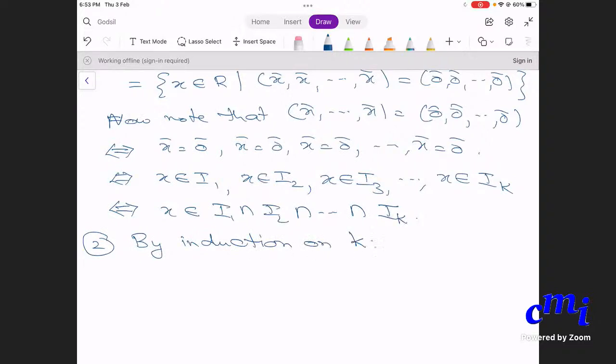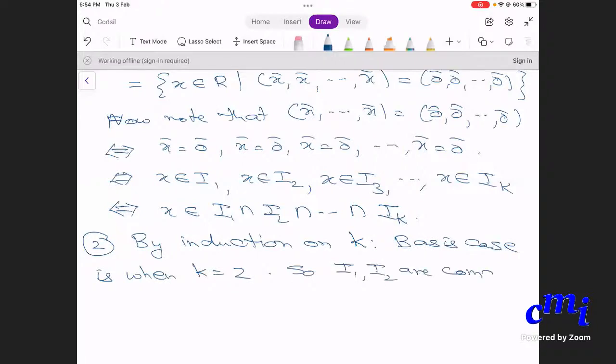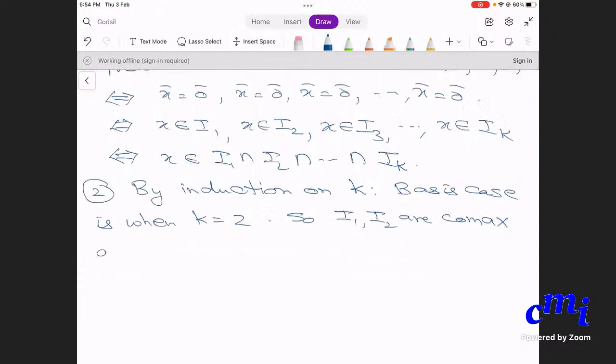Okay, so there's a basis case. The basis case is when k is 2, when there are two ideals. So basis case is when k equals 2. So I1 and I2 are co-maximal, and we want to show that I1 intersect I2 equals I1 I2. We have already done this actually. So how did we do this?